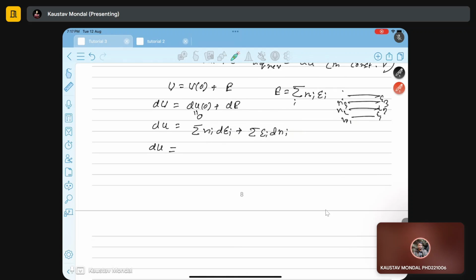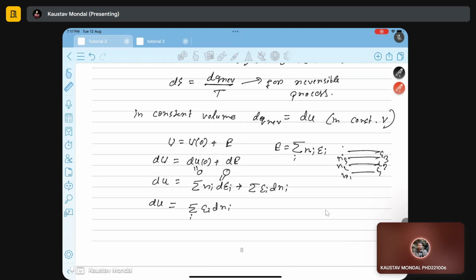The only thing that changes is the number of particles in the corresponding energy level. So that means dE_i is simply 0, so this whole term will become 0. So du simply becomes the summation over i of E_i dN_i. This is the expression of the change in the internal energy of the system.